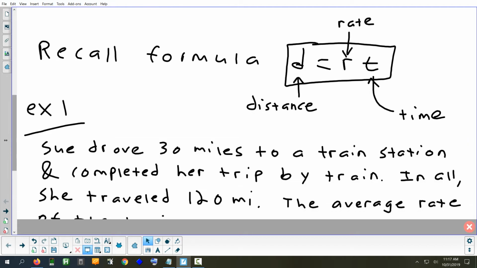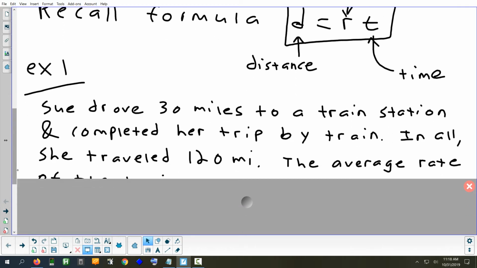Okay, so in this problem, it says Sue drove 30 miles to a train station, got on a train, and then completed her trip from there. In all, she traveled 120 miles. We don't know how fast the car was going or how fast the train was going, but we're going to assume that the speed of the car and the train were constant. Okay, the train didn't go faster and slower. Once the train got moving, it just stayed at the same speed. And once she was driving in the car, she set cruise control, no traffic, just the same speed the whole time. Otherwise, if the speed is changing, that complicates things a lot.